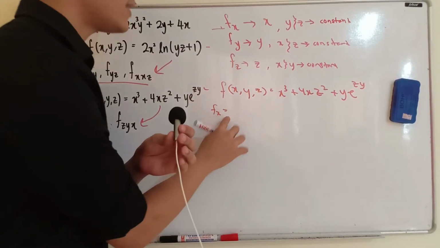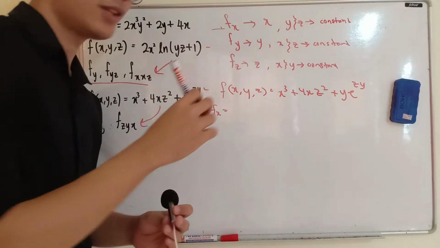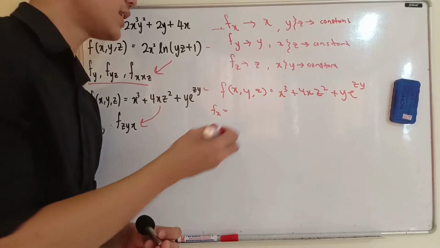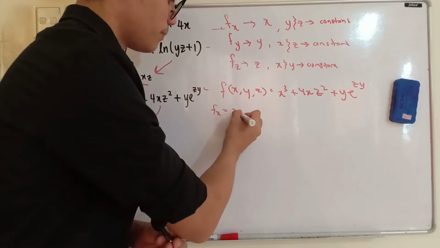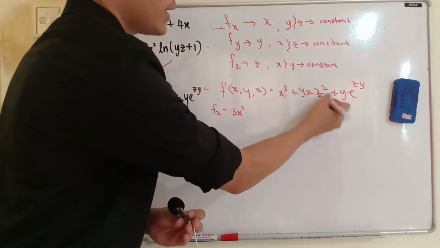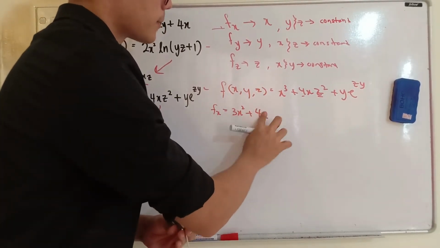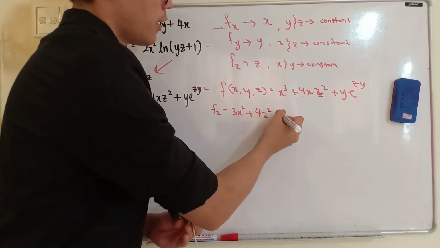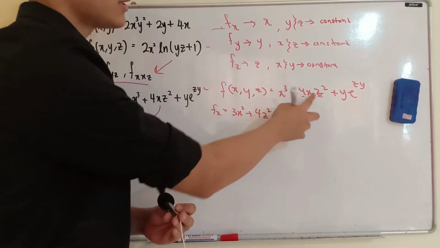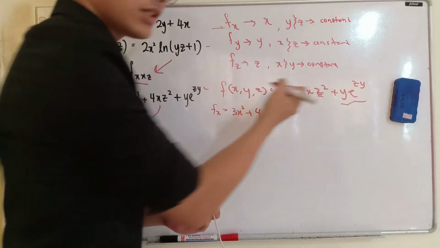So when you find your f_s, you want to differentiate with respect to s, just differentiate your s only. Your y and z are going to be constants. So here going to be 3s squared. Here going to be your 4, and z going to be constant, so you just copy it back. z squared. So differentiating s going to be 1, so you don't need to write it.